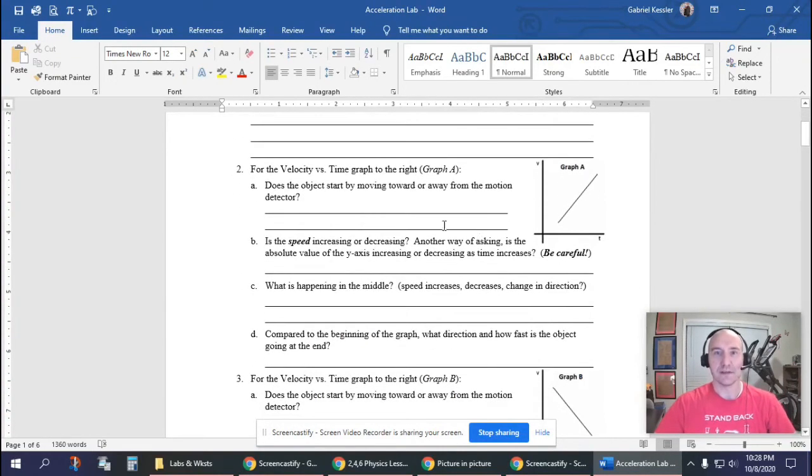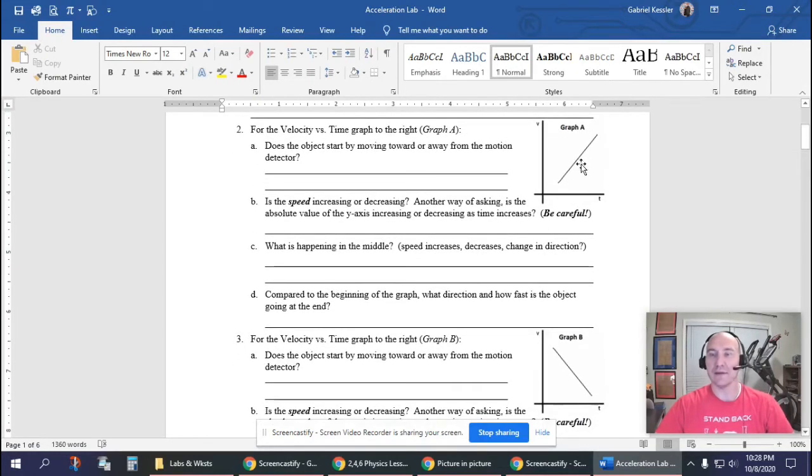All right, so for each one of these, let's talk about what it means to have an increasing or decreasing line on a velocity versus time graph. The first one, graph A, has a straight line that's increasing. Try to think about what this increasing line means. With a line that is increasing, you have an increasing velocity over time. So is that speeding up or slowing down? Think about it for a second. An increasing velocity over time means it's going to be speeding up.